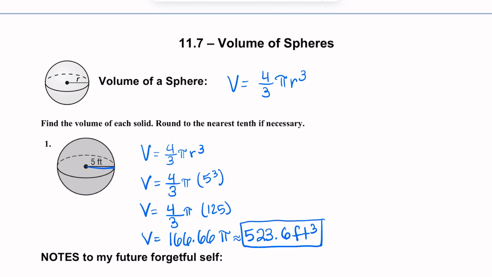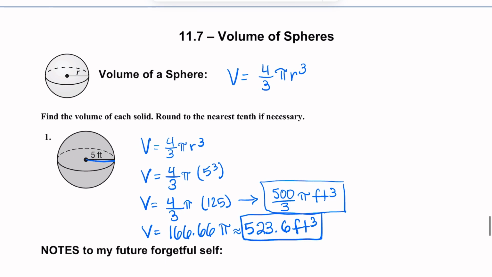If we did need to leave it in terms of pi, then we would want to go back to here, and instead of doing 125 times 4 and then divided by 3, we would just leave it in fraction form. So once again, if we have to leave it in terms of pi, we would multiply 4 times 125. And if this does not divide evenly, then we would just leave it like that. So that is also another form of the answer.